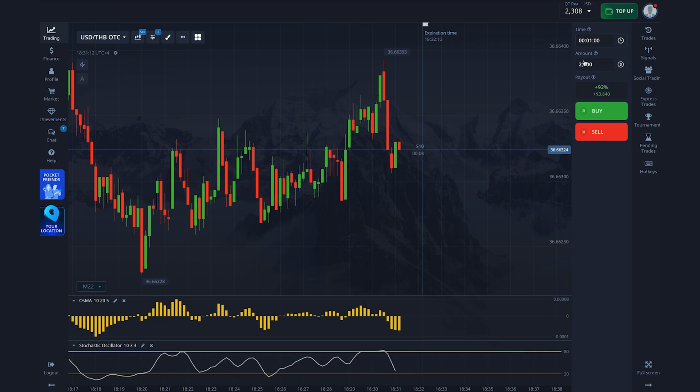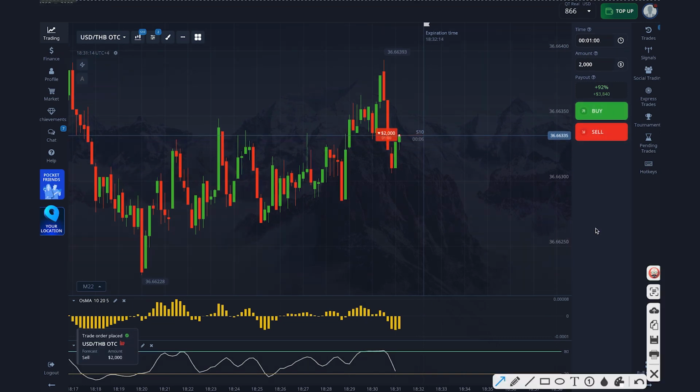The market is changing direction. With an expiration of 1 minute, I open a sell trade for $2,000. After a long and steady upward movement, a series of red candles began to form on the chart, clearly indicating an increase in seller activity. This price behavior often indicates that buyers are gradually losing momentum, and pressure from sellers is becoming more noticeable.